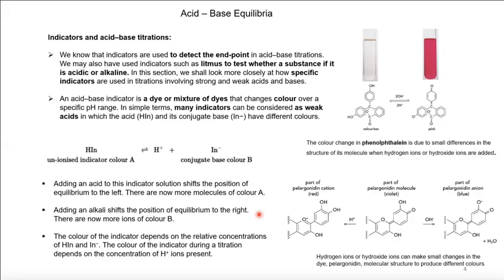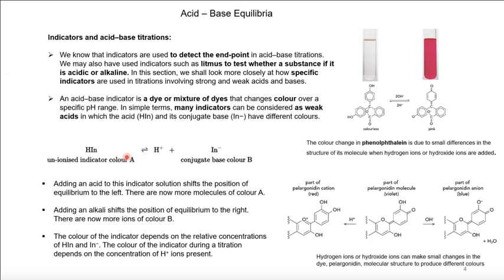The indicator is a dye or a mixture of dyes. What does it do? It changes color over a specific range of pH. In simple terms, many indicators can be considered as weak acids. So we know the weak acid's dissociation. So here is an acid, which is an indicator. Before dissociation, we can have hydrogen ion concentration and the A minus ion.